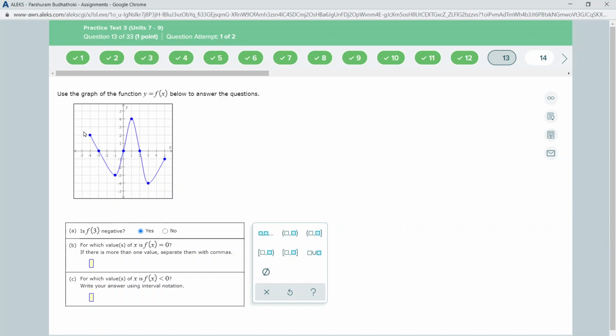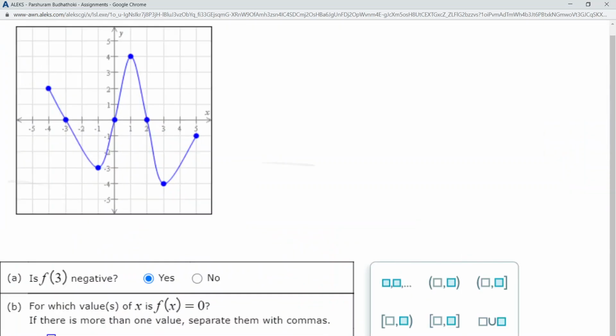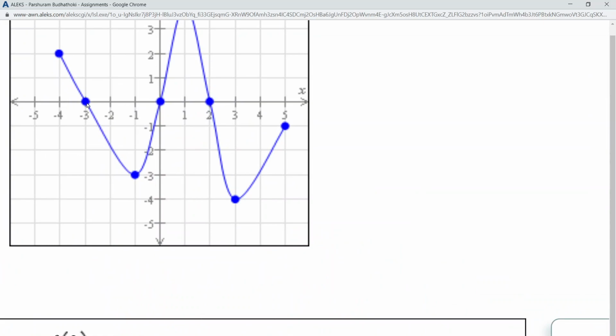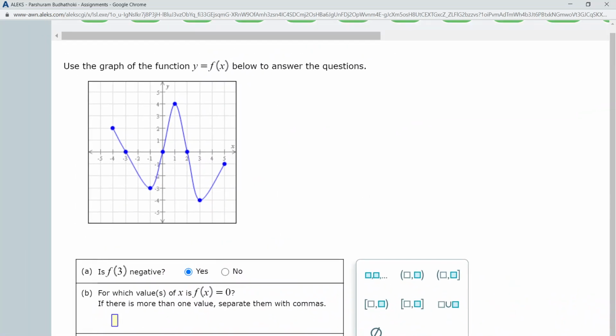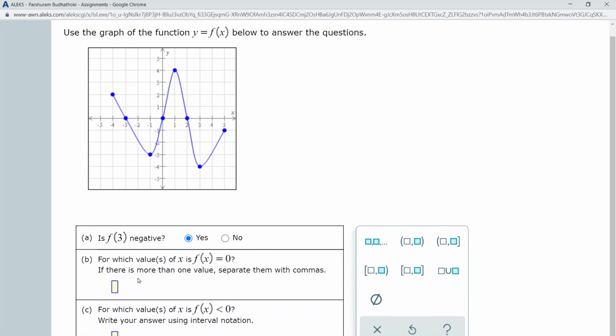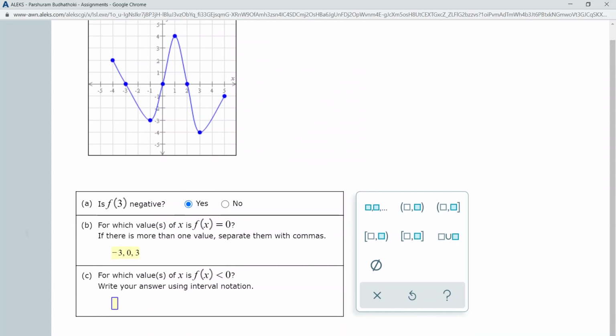For which value of x is the function 0? As you can see, on the graph the x-axis points are -3, 0, and +2, where the value of the function is 0. Look at the graph here. At -3 the function is 0, at 0 the function is 0, at 2 the function is 0. So you separate the answers using commas: -3, 0, 2.